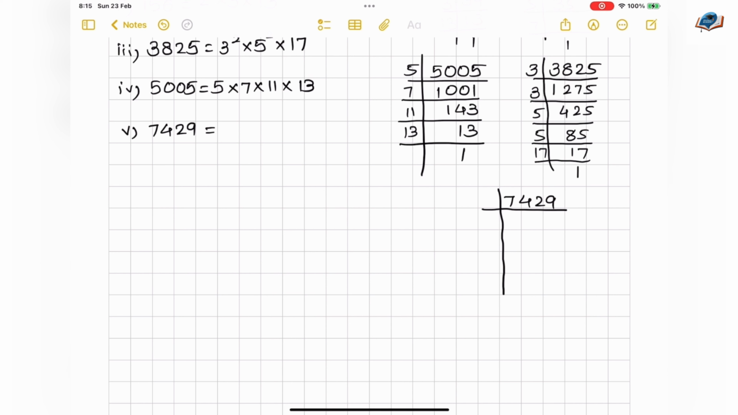So if I do it like that, it will be very difficult for me. Here, an easy way to solve it is, if I cut this 7429 with 17, it will go with 17 first. So let me try with 17.